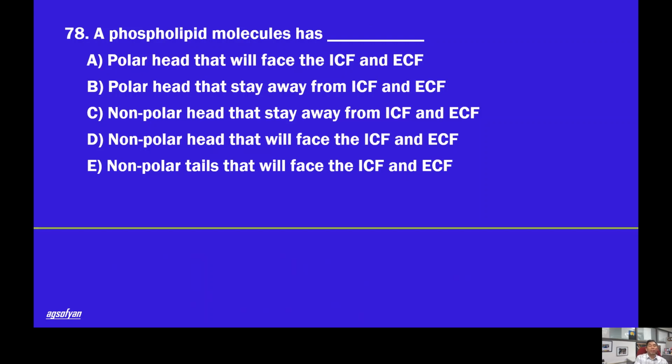78. A phospholipid molecule has a polar head that will face to the ICF and ECF, polar head that stay away from ICF and ECF, non-polar head that stay away from ICF and ECF, non-polar head that will face the ICF and ECF, non-polar tails that will face the ICF and ECF. Choose your answer.